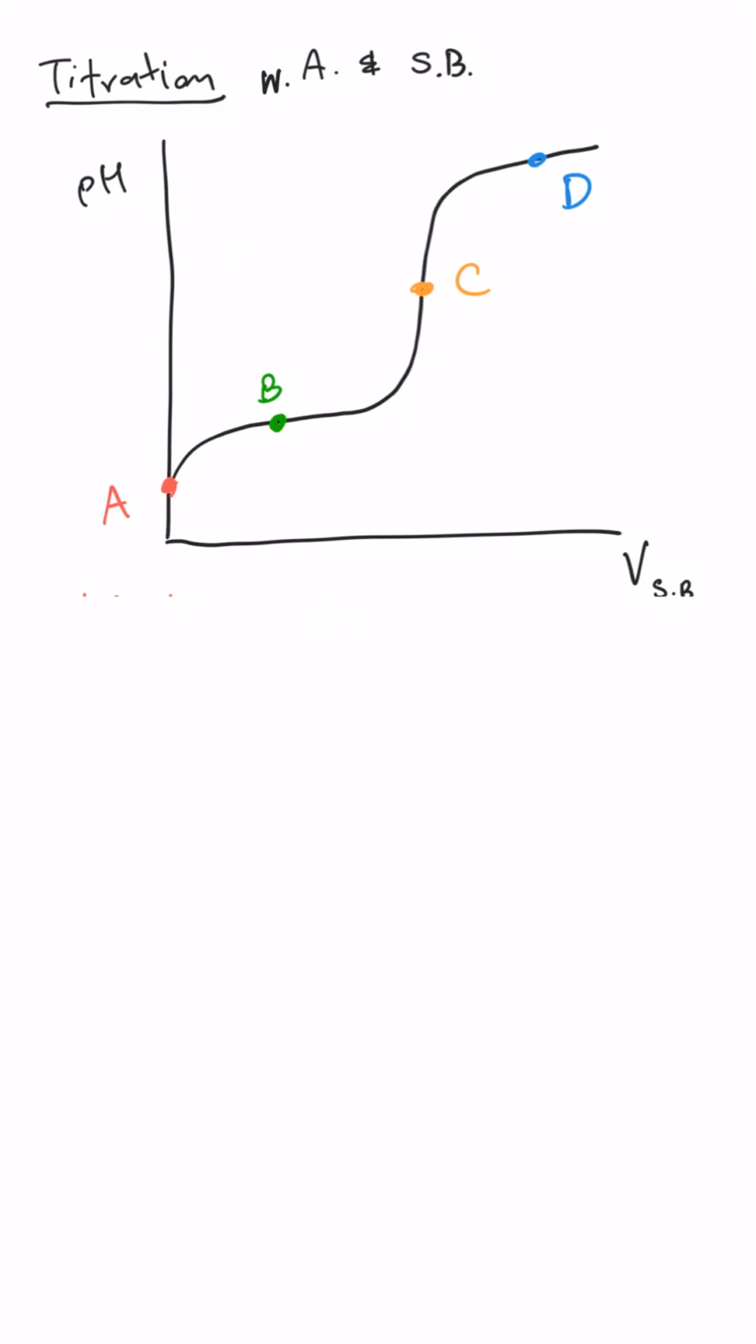Next, let's take a look at the summary of the titration between a weak acid and a strong base. The pH curve will be similar to that of the strong acid and strong base here. We are going to look at each of these points specifically.